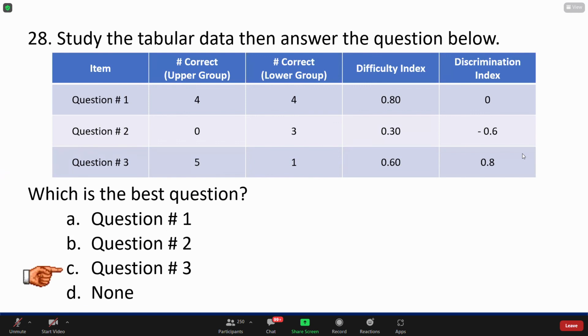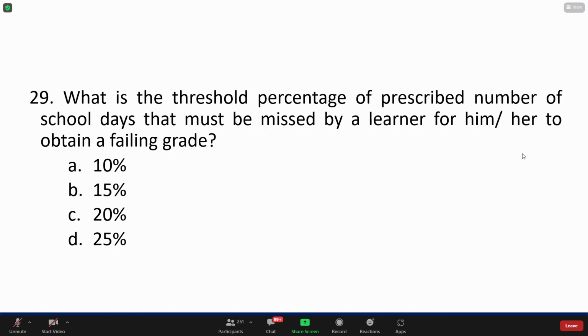Letter C, correct. Ang titignan mo dyan, difficulty index, then the discrimination index. So difficulty index, 0.60. So okay lang naman, average type of question. Then when it comes to the discrimination index, nagdi-discriminate siya ng mga nasa upper group and the lower group. That's why it is one of the best question. Or should we say, it is considered to be the best question. Okay? How about number 29?